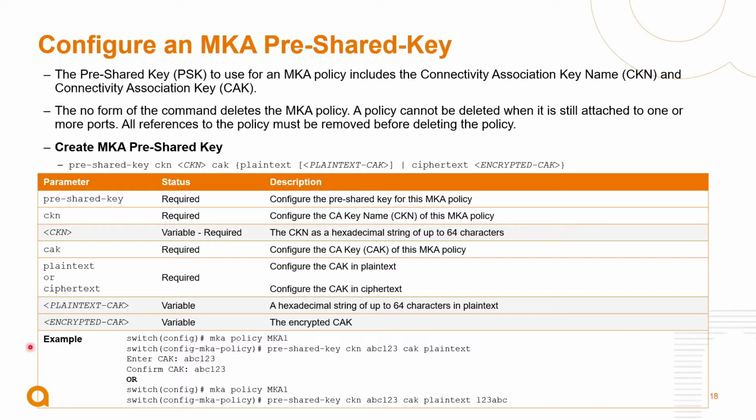When you configure the CAK, there are three ways you can do it. You can just say plain text and give the whole CAK. You can do plain text and then press enter, and you get prompted with enter password, or you can use the ciphertext option as well.